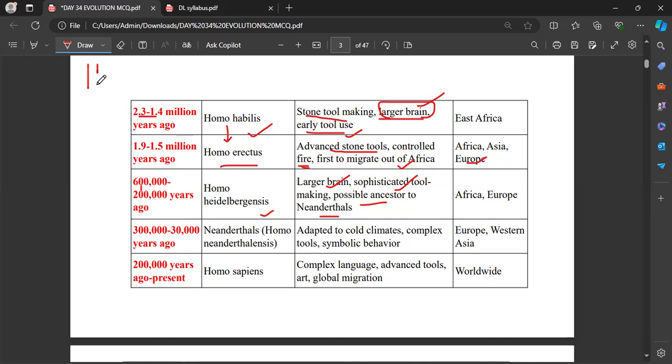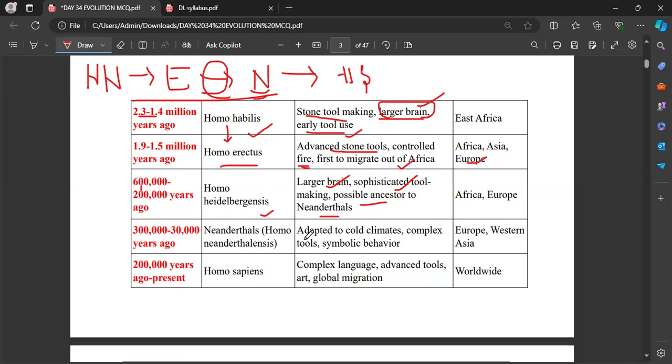So we have studied Homo habilis, Homo erectus, and after that Neanderthal man, and after that Homo sapiens. This is how we have predominantly studied it. But Neanderthal man did not evolve straight away from Homo erectus. There is an intermediate species called Homo heidelbergensis. Only from them does Neanderthal man arise. So the ancestor of Neanderthal man will obviously be Homo heidelbergensis.